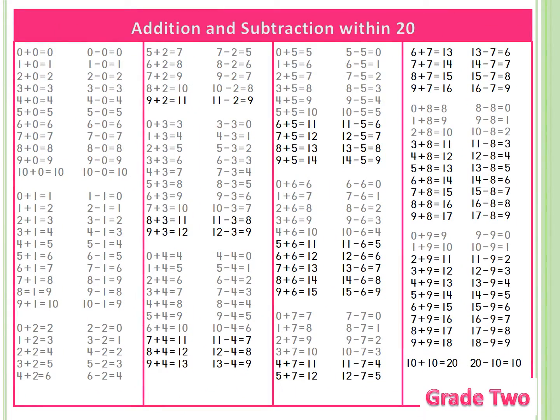By the end of grade 2, students should have mastered all the addition and subtraction facts within 20. Facts shown here in gray are review from kindergarten and grade 1. Facts shown in bold complete the set of facts students are expected to recall with automaticity by the end of 2nd grade.